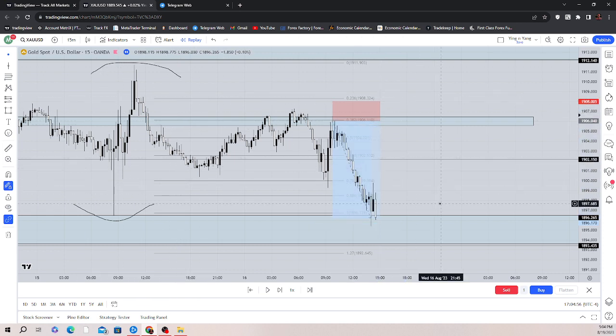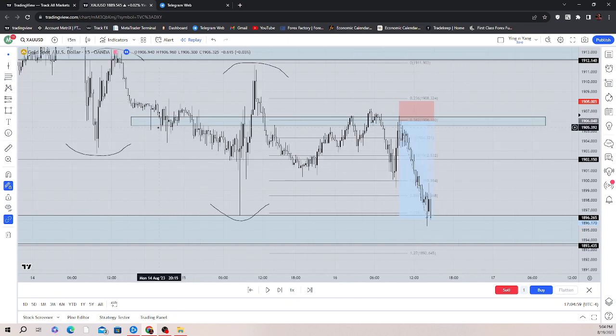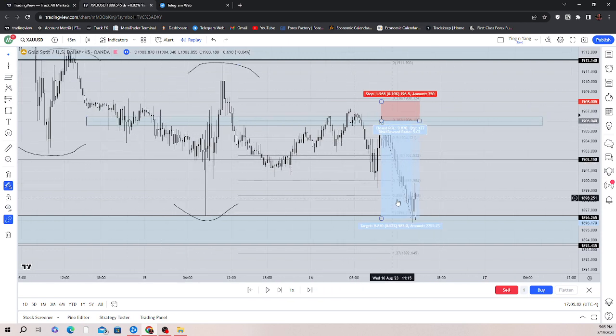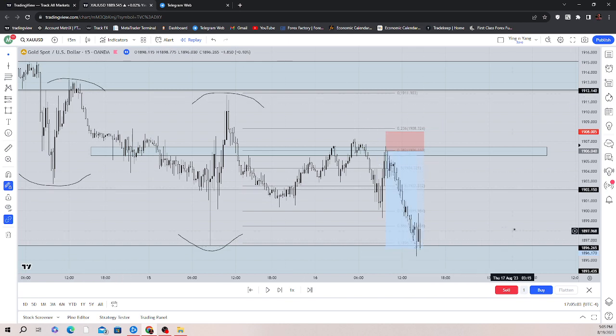We're trading with the higher time frame trend. We're looking for entries at an area of interest. We're using support and resistance. We're trading lower highs and lower lows.